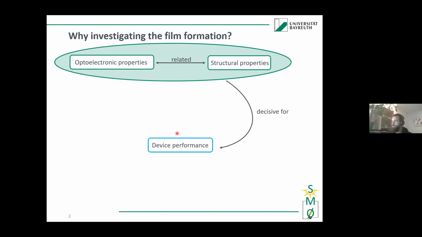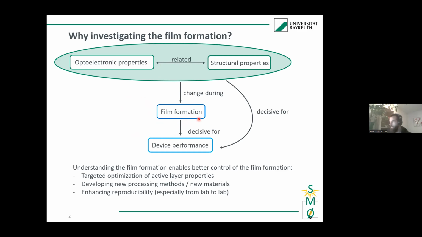However, in the case of perovskites, the material just forms during the film formation; before that you just have the adducts. Perovskite forms only during the film formation. So obviously the film formation is also decisive for the device performance. So if we understand the film formation better, we can better control it, and this enables us to achieve targeted optimization of active layer properties.